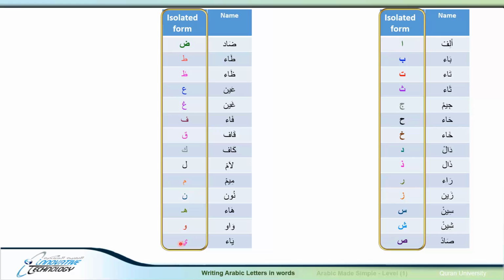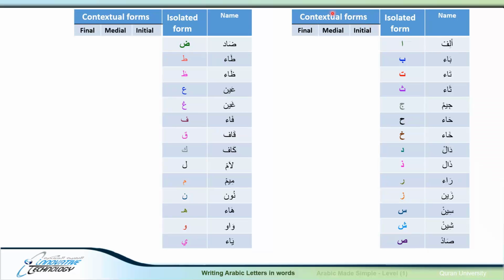Now, in this chapter, we're going to learn how to write it in contextual forms, how the shape would differ if it is at the beginning of the word, or the middle of the word, or the end of the word. So we have 3 contextual forms for the same letter. The first one is the initial, then the medial, which is in the middle of the word, and the final, which is the end of the word. Let's start with the initial forms.